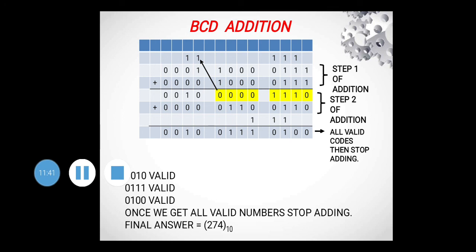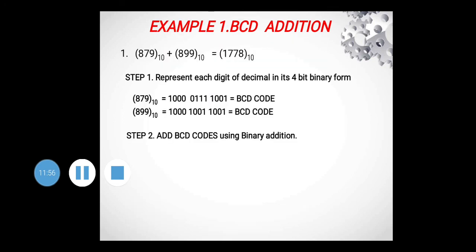And if you convert this number into decimal, you will find it as 274, and this is the final BCD addition result. I hope you have understood BCD addition. This is the solved example of BCD addition. Here you will be able to understand it. 879, a decimal number, plus 899, a decimal number, and this you are going to add using BCD addition rules, and the final answer you should get is 1778.